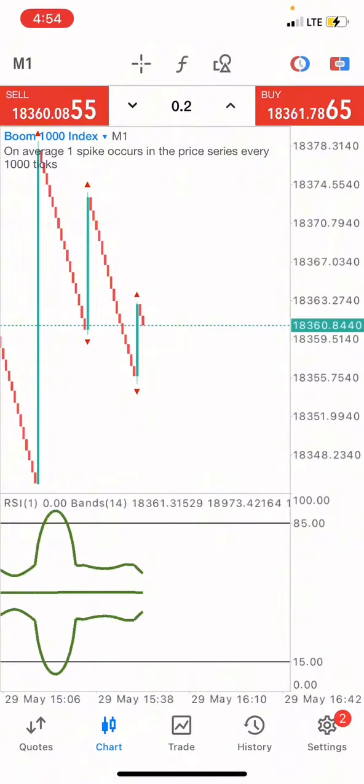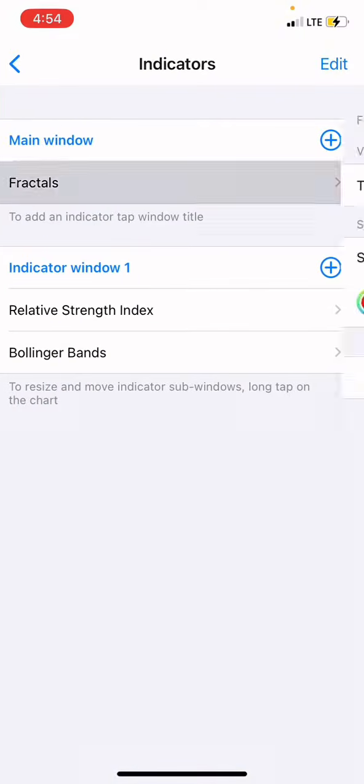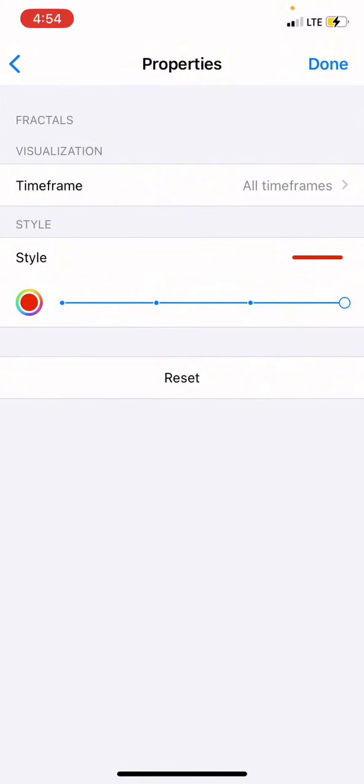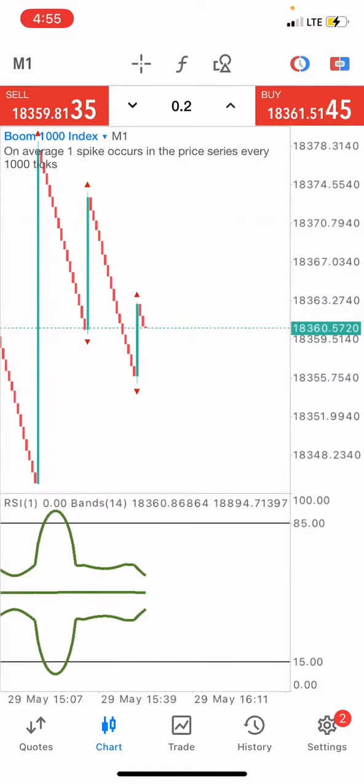All right, so let's quickly go into that. The fractals would go with the default setup, but I like to use the color red for my style. So you just do that and use 3 pixel if you have to follow this well. So just use 3 pixel. Okay, click done when you're done with that, and you have your fractals appear on your chart.